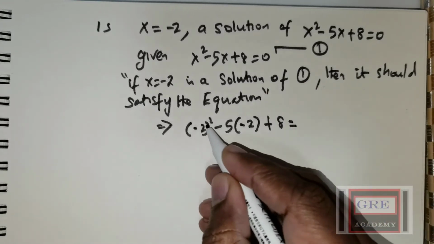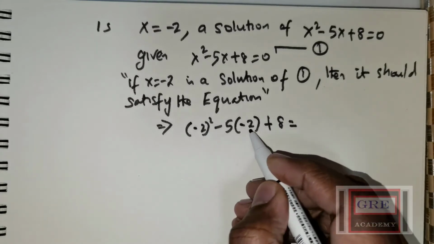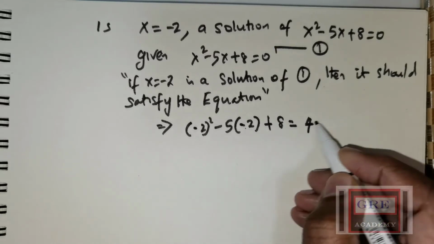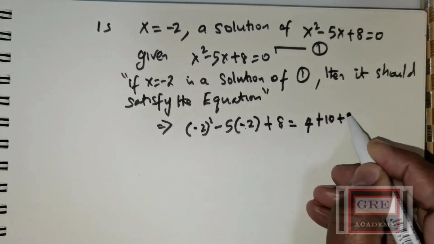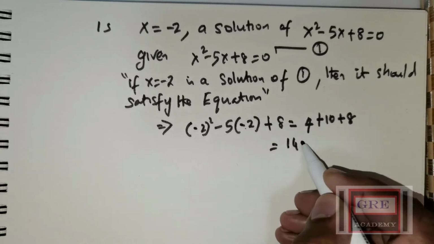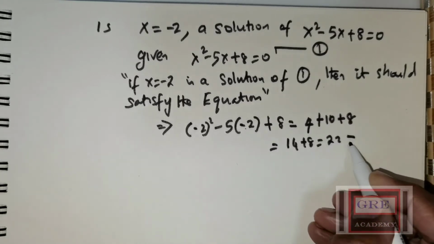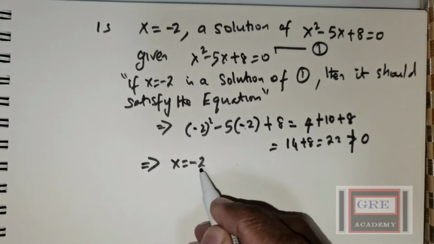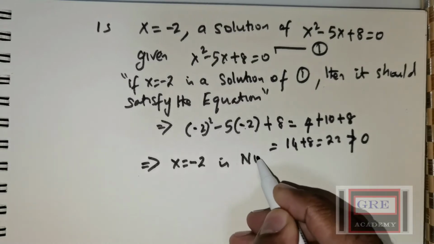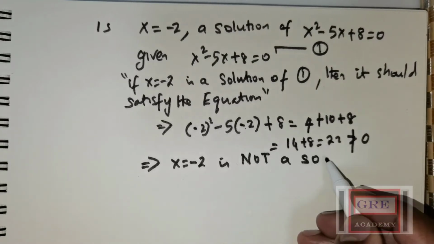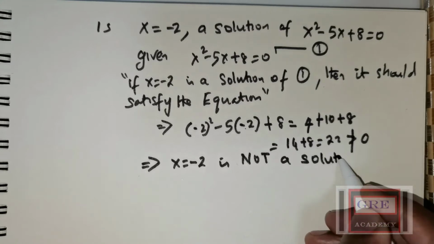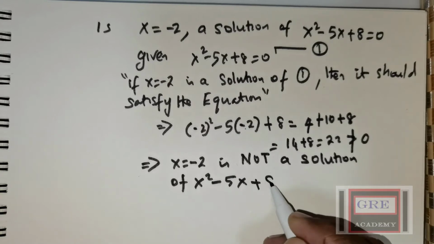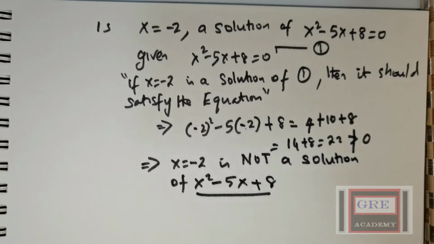So this is equal to negative 2 squared, negative 5 of negative 2, positive 8. So this is going to give me 4, 5 times 2, positive 10, and positive 8, which is equal to 14, positive 8, which is 22, which is not equal to 0. So this implies x equal to negative 2 is not a solution of x squared negative 5x positive 8. Okay, that completes the result for this question.